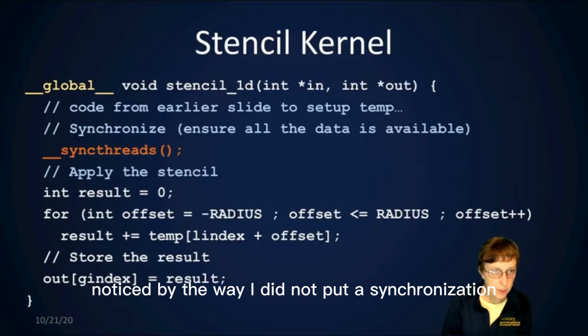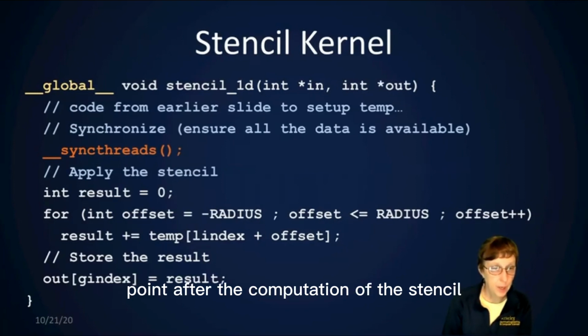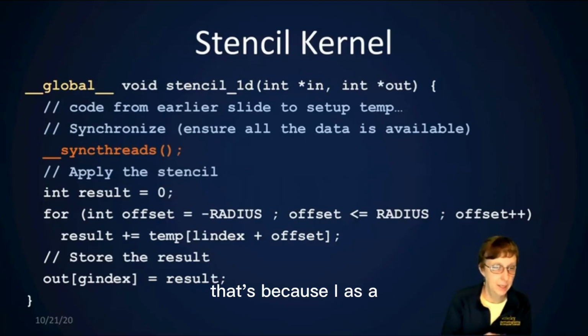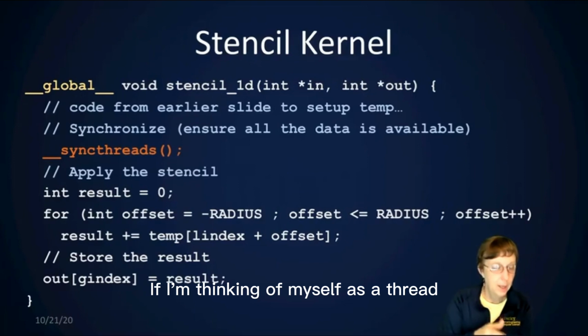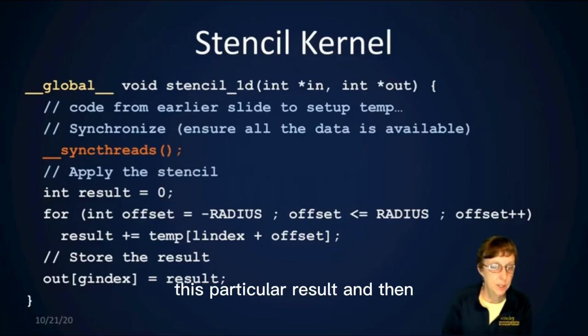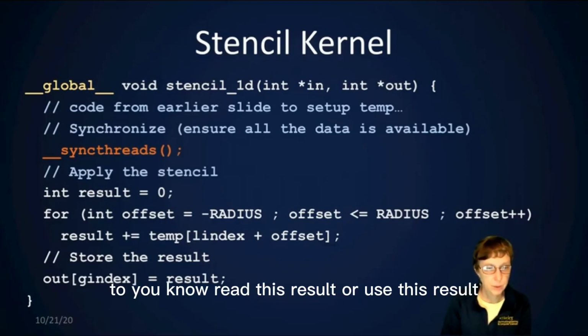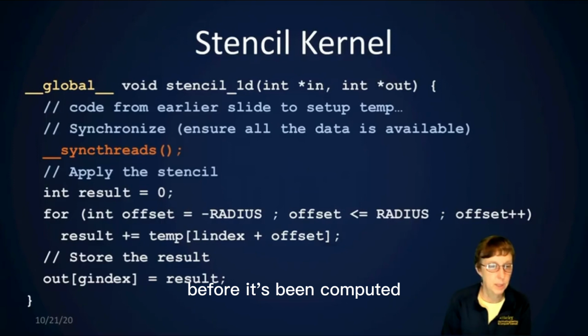Notice, by the way, I did not put a synchronization point after the computation of the stencil and before writing the output. That's because if I'm thinking of myself as a thread, I'm going to have computed this particular result and then before it gets used, there's no problem with other threads trying to read or use this result before it's been computed, because just that thread is computing that local. In fact, the result variable is probably going to just be sitting in a register. It'll be a register value and not accessible by the other threads.